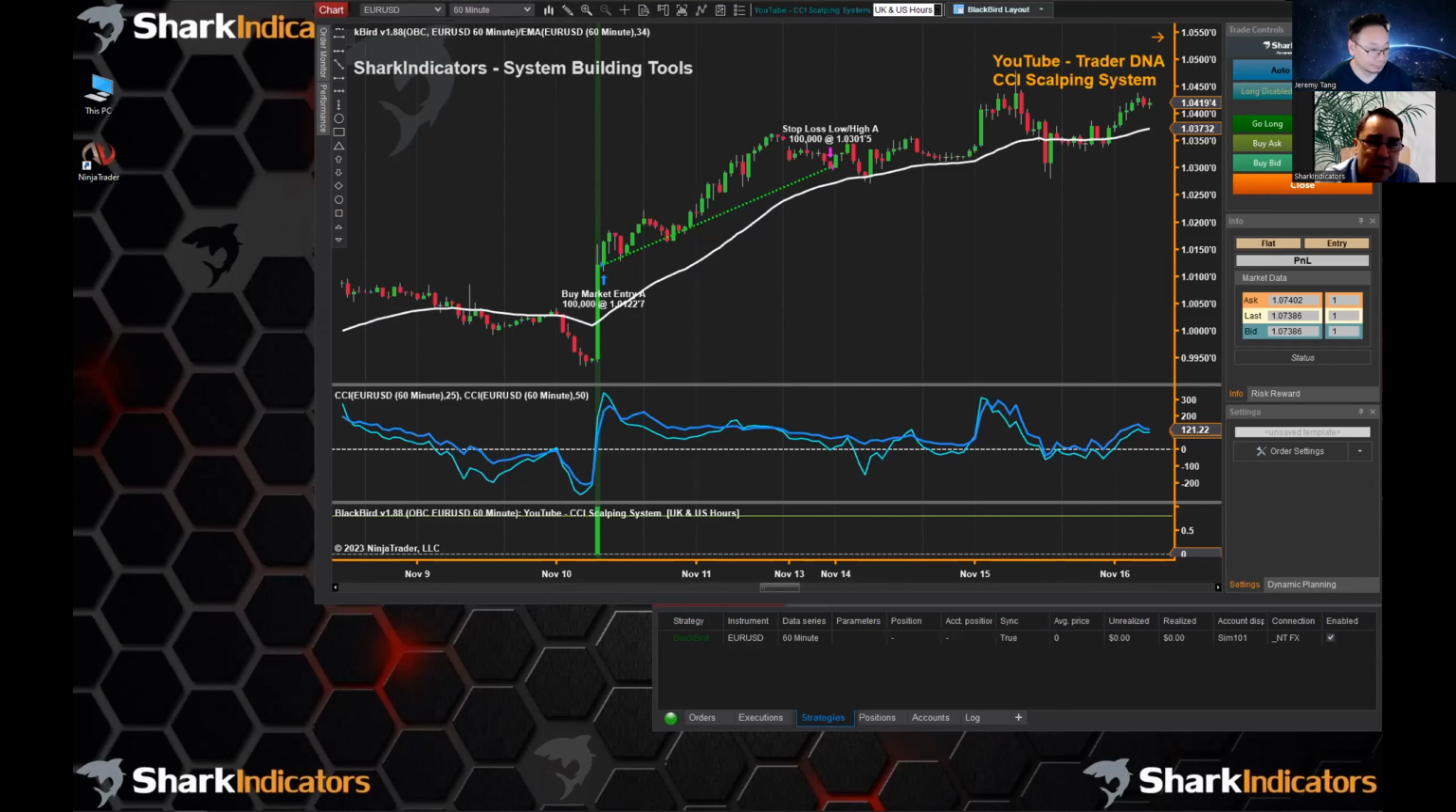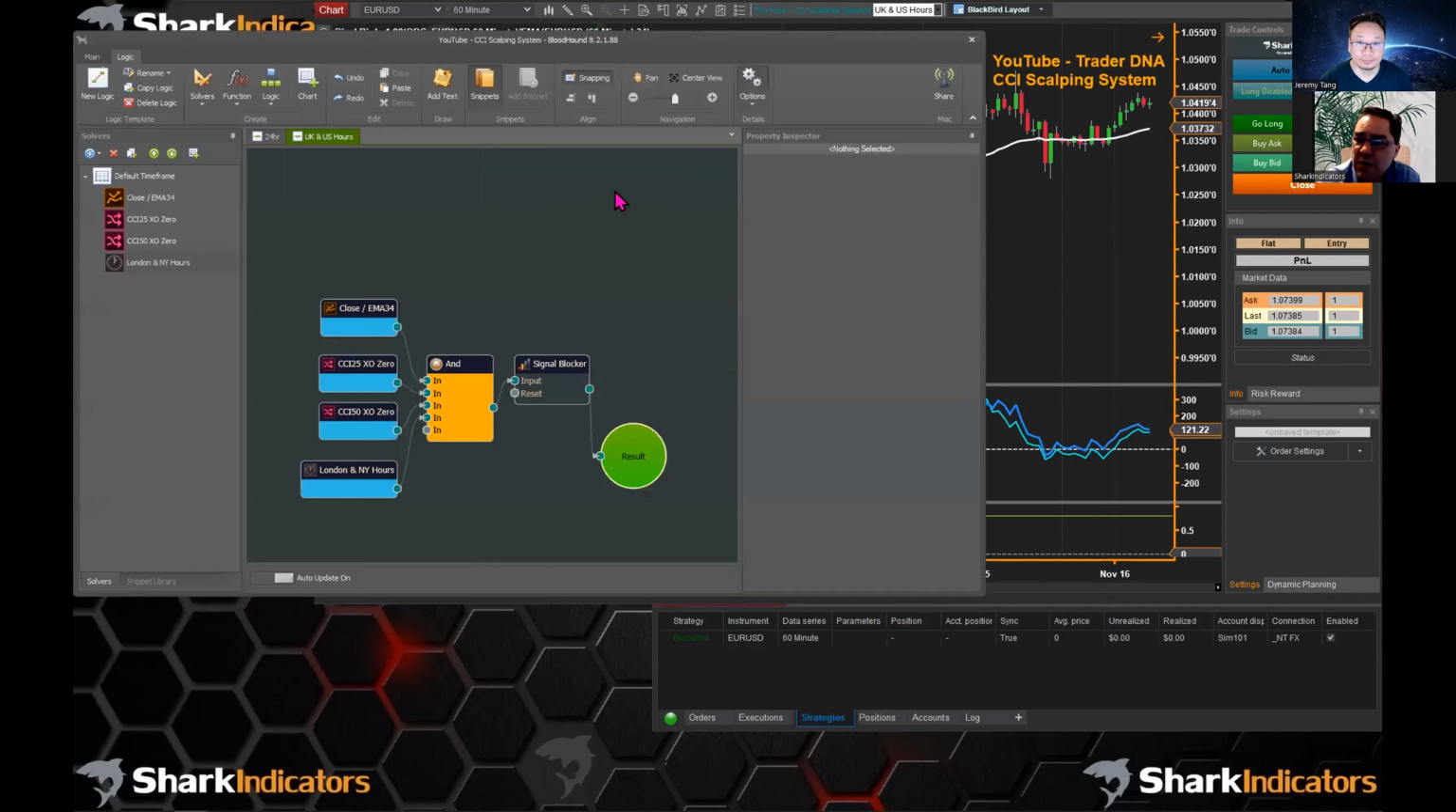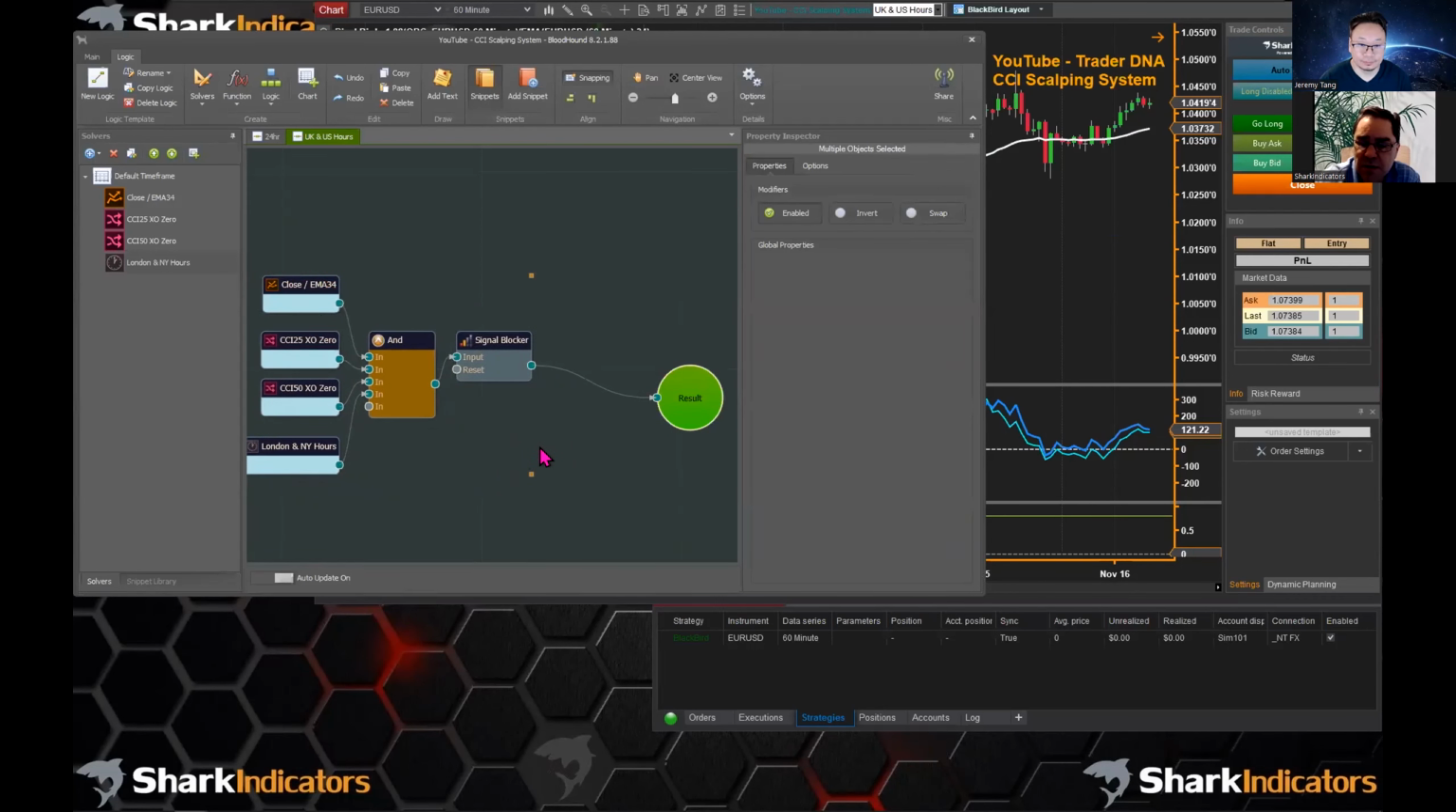All right, so that's one down. Angel is asking, how would you do longs only or shorts only? That would be inside of Bloodhound. In Bloodhound, we could add some filtering so that we only get long signals or short signals.